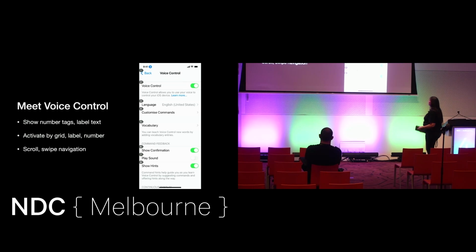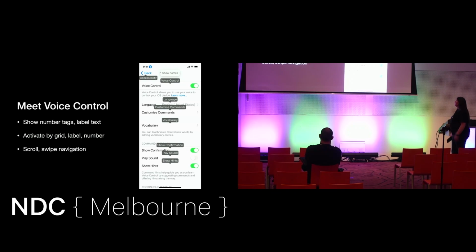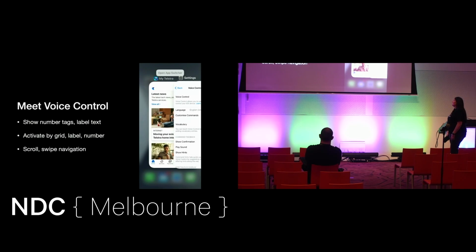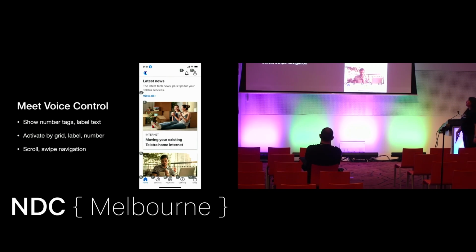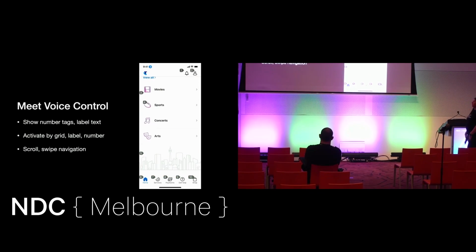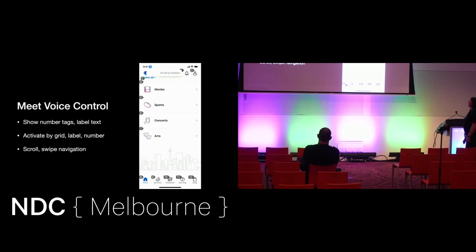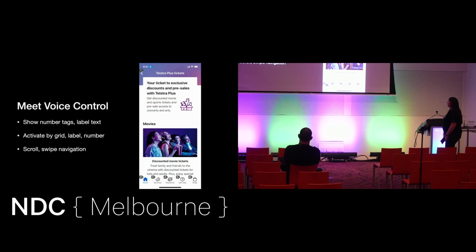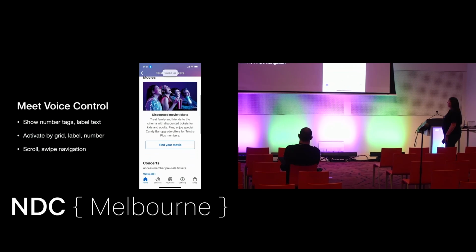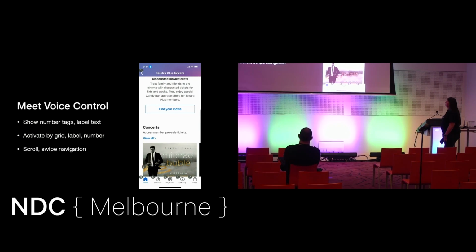Oh, she's not talking. So I've said show numbers, and it's showing the number tags. I've said show names, and it shows the name tags. Open app switcher. Show grid. Tap 10. Scroll to bottom. Oh, I'm getting ahead, sorry. Tap view all. Scroll up. Oh, swipe up even. So both scroll and swipe are supported.